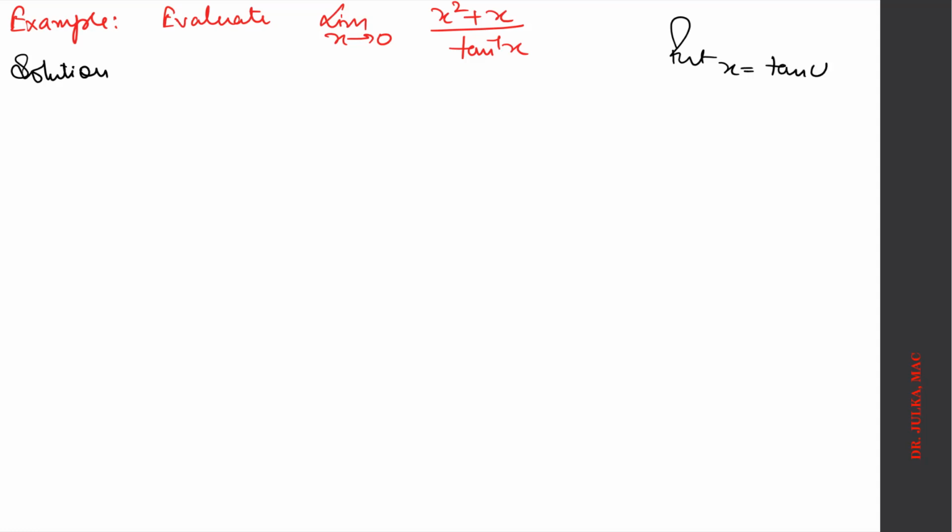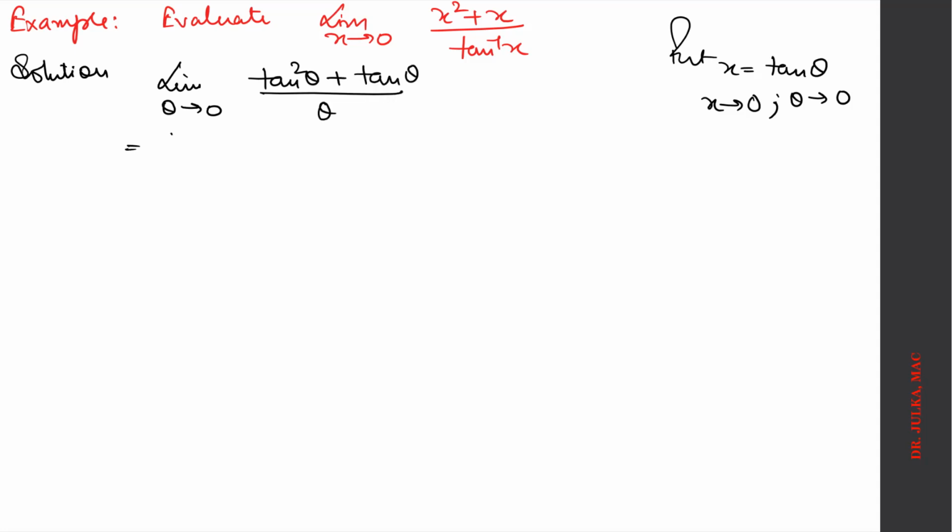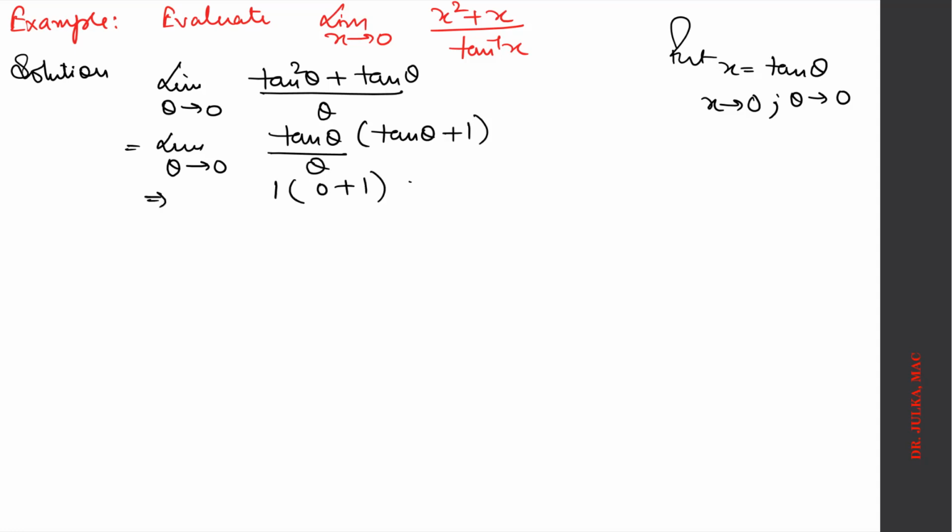Next example. Limit x tends to 0, (x square plus x) whole divided by tan inverse x. First of all, we'll put x equals to tan theta. So tan inverse x equals to theta. Here x tends to 0, so theta tends to 0. Limit theta tends to 0, (tan square theta plus tan theta) whole divided by theta. Now we'll take tan theta common. So limit theta tends to 0, tan theta upon theta multiplied by (tan theta plus 1). And after putting the limit, we'll get 1 multiplied by (0 plus 1), which equals to 1.